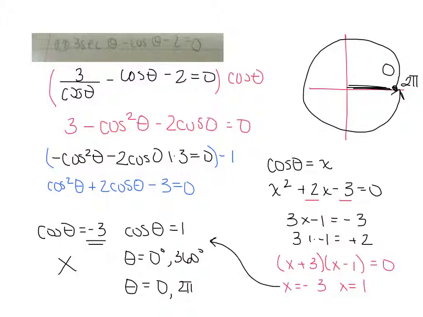Or if you're going to keep going, it could be plus another 2 pi, plus another 2 pi, or 2 pi n, depending on what we're working with here. And that's it for this problem.